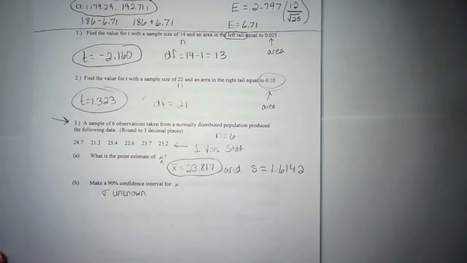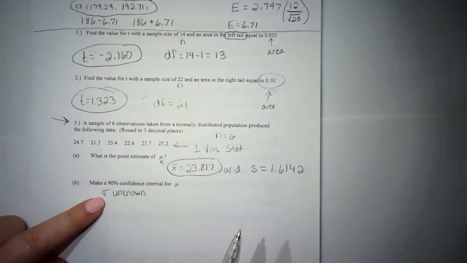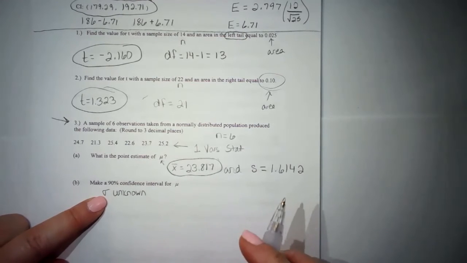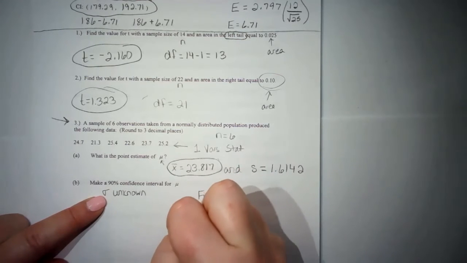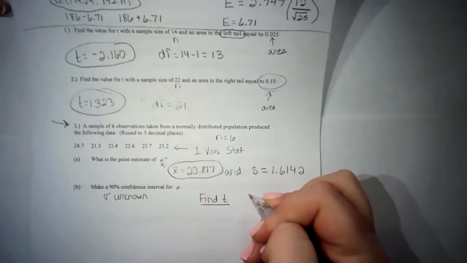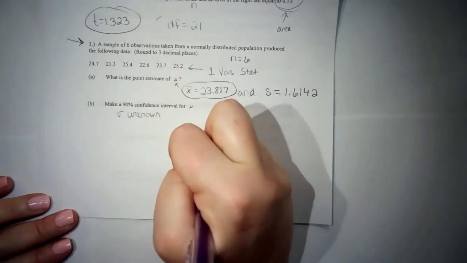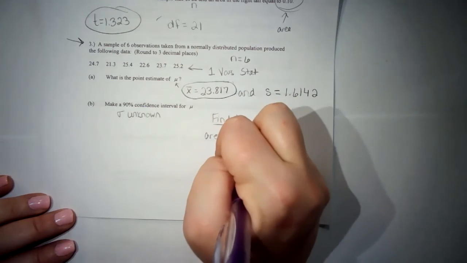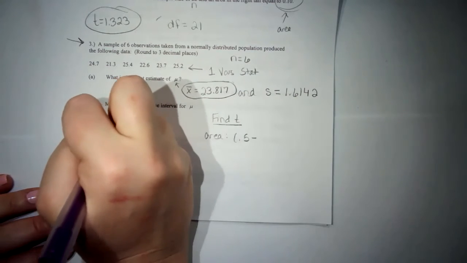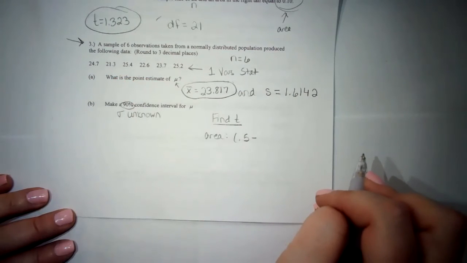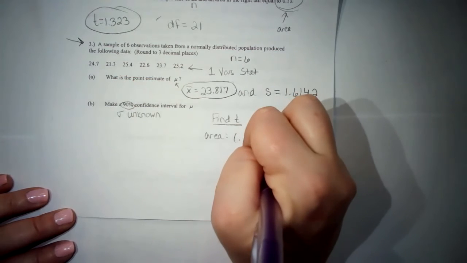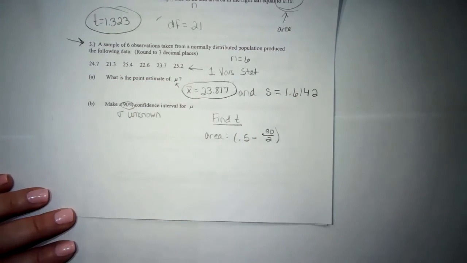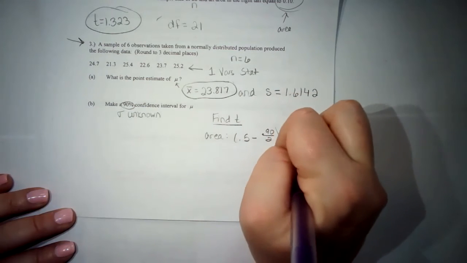Okay. Now we're able to go on and finish this situation. Okay. So we have our X bar. We need to find our E, which means we have to find T. Okay. So remember, the first step to find T is to find our area. So 0.5 minus, we're going to take this confidence level, divide it by 100, get 0.90, and then divide that by 2. That's going to give us an area of 0.05.